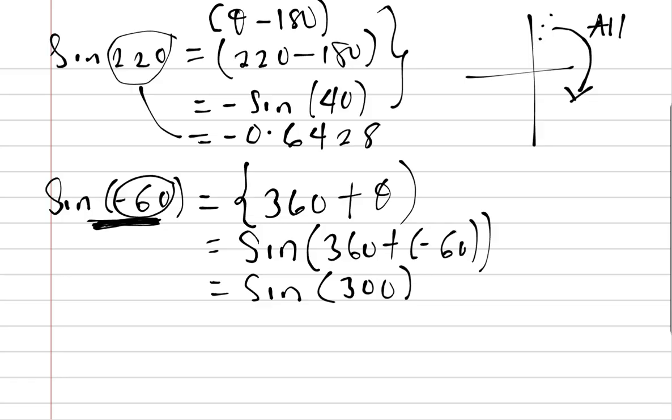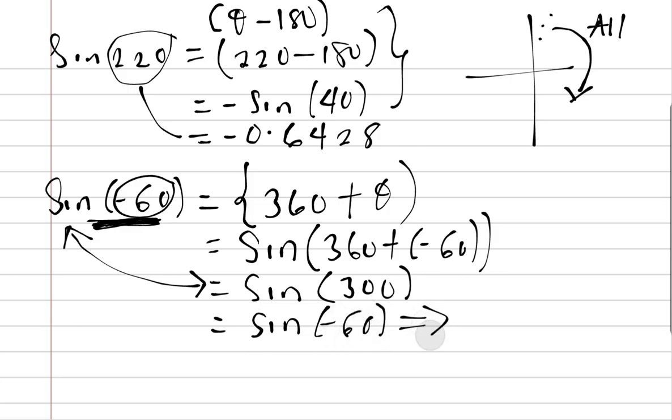Are you seeing that now? Now that means sine 300 is equivalent to what? Sine minus 60. Now let me show you the beauty of maths. If you have sine minus 60, sine minus 60 is the same thing as saying minus sine 60. Are you seeing that? It is the same thing as saying minus sine 60.